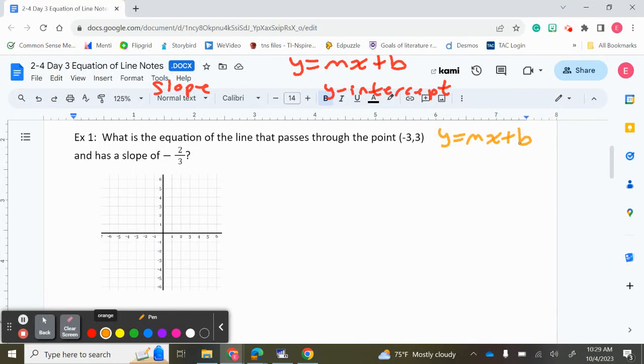And now we're saying, what is the equation of a line that passes through this point and has a slope? So we're going to use this information. This will be our x value, this will be our y value, and this will be our m. So I'm going to substitute that into here. So I'm going to have 3 equals -2/3 times -3 plus b. So they're giving us a lot of information. They're giving us the point that is on this line, and they're giving us the slope. We need to find that y-intercept.